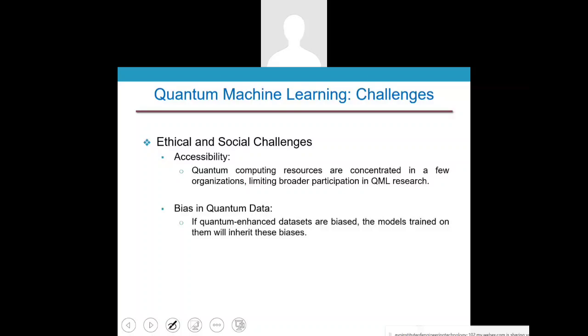Another challenge is ethical and social challenges. Accessibility is one: quantum computing resources are concentrated in a few organizations, limiting broader participation in QML research. And there is bias in the quantum data. If the quantum-enhanced datasets are biased, then the model trained on the biased data is going to produce biased output.